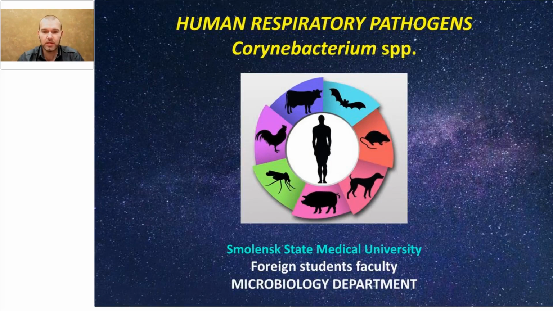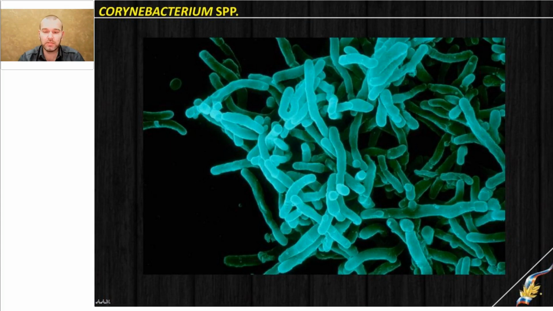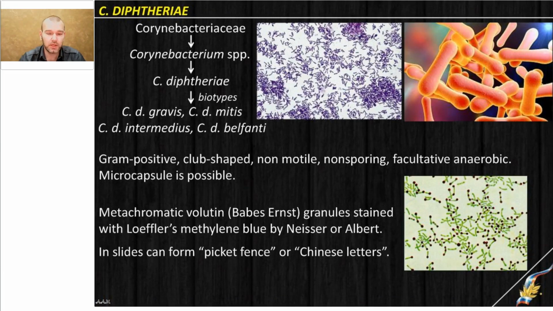Good day, dear students. In the current lecture, we will discuss human bacterial respiratory pathogens. We have several of them, and I want to start with Corynebacterium, which is known as a causative agent of the disease diphtheria. Corynebacterium belongs to a separate family, Corynebacteriaceae.